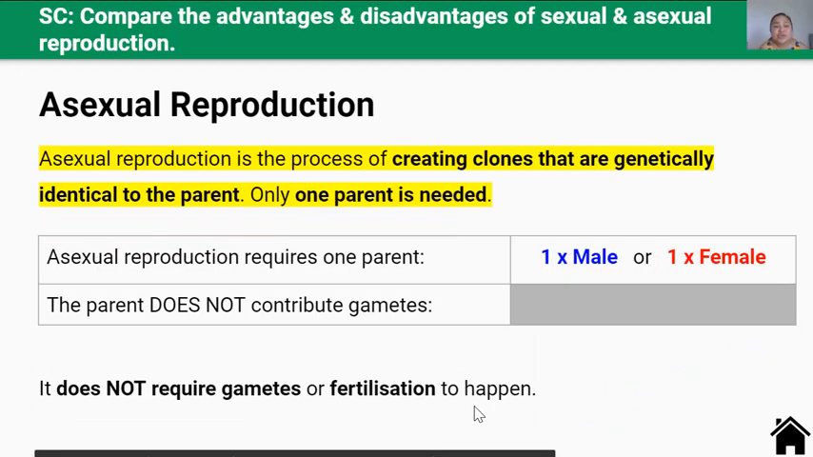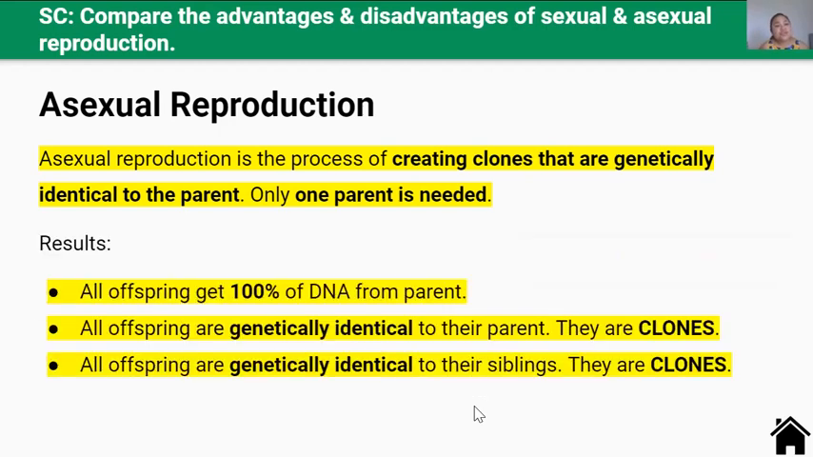Now I said earlier there are 2 types of reproduction. Sexual reproduction is the first one, and we'll cover that now. The next one is asexual reproduction, and that's the exact opposite of sexual reproduction. With asexual reproduction, only one parent is needed to create offspring, and the sex cells or gametes are not even needed in this process. If gametes aren't needed, that means that fertilization doesn't happen with asexual reproduction. So the result of asexual reproduction is that all offspring made through asexual reproduction get 100% of their DNA from that one parent. Therefore, offspring are exact clones of their parents.